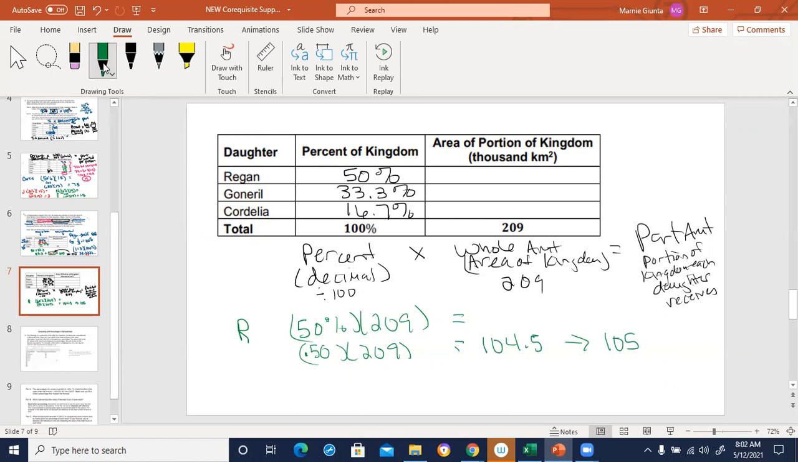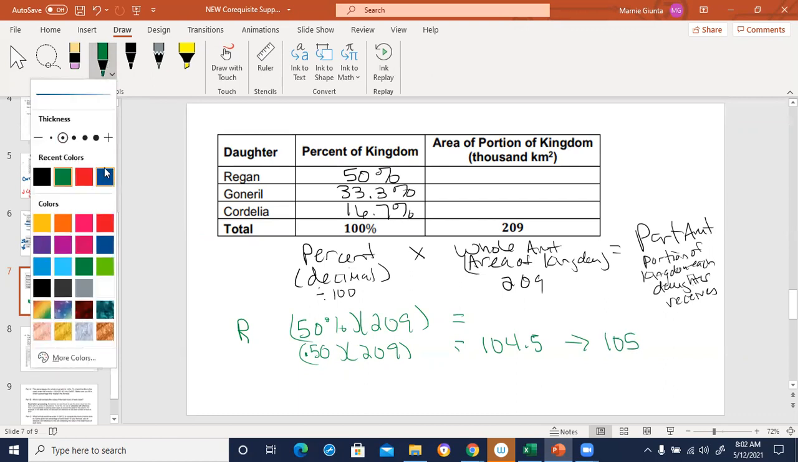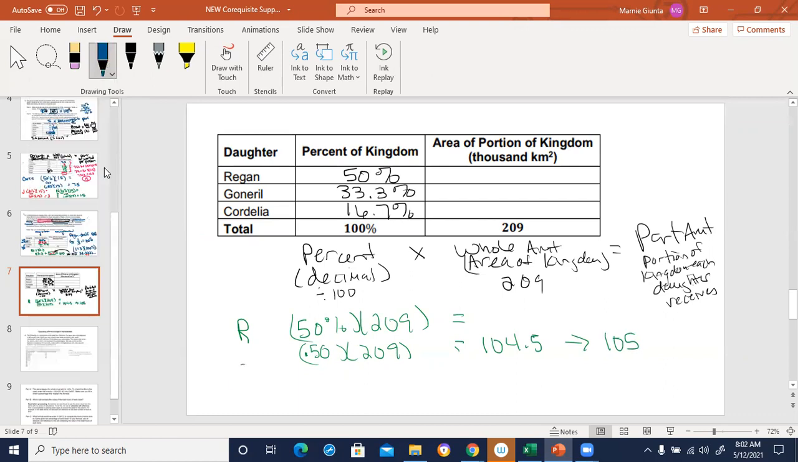Okay, so let's see if your answers are correct. Let's go through Goneril. We are going to take 33.3%. You want to multiply that by the whole, which is 209. So that's 0.333 times 209. That's going to equal 69.597. If I round that to the nearest whole thousand, that's going to be 70.